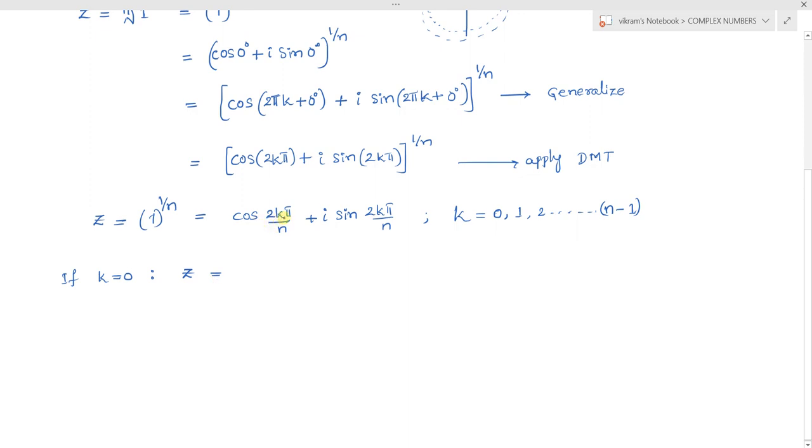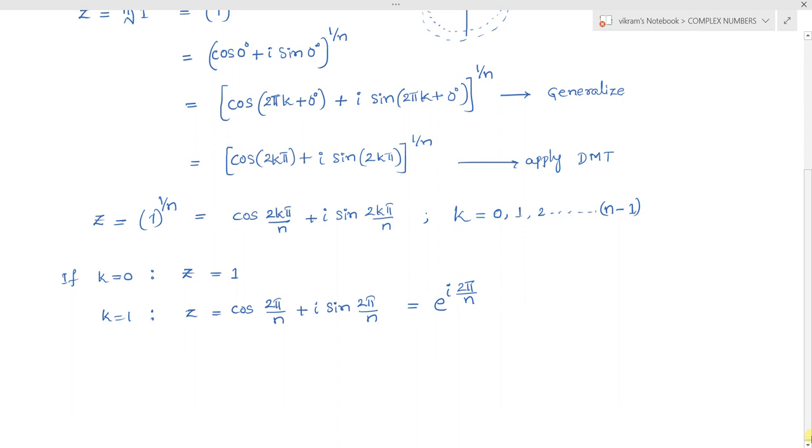For k equals 0, we get cos 0 plus i sin 0, which is nothing but 1. Now if k equals 1, we obtain cos 2 pi by n plus i times sine 2 pi by n. Cos theta plus i sine theta in exponential complex form can be written as e power i theta, so we can write this as e power i 2 pi by n.